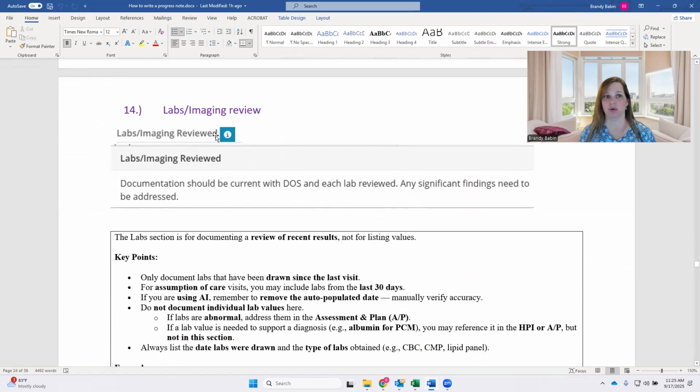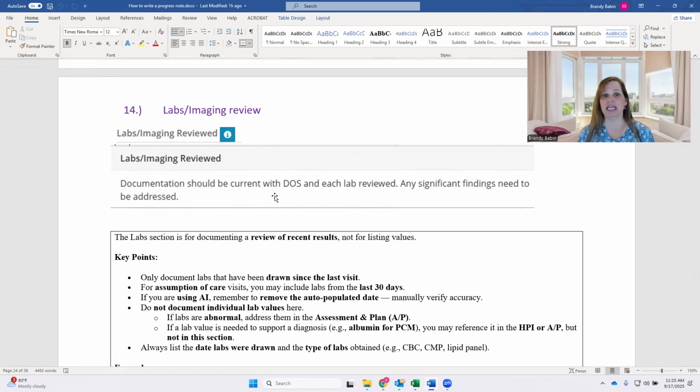Labs, you notice there's no red asterisk. You don't have to put anything there. If you hover over this blue eye, you'll see that labs are looking for date of service and lab reviewed. That's it. Any significant findings that need to be addressed, you're going to address under assessment and plan. So if you have a TSH of 10, don't write January 1st, 2025, TSH 10. I just want you to write TSH. So your assessment and plan would then be hypothyroidism, your assessment would be TSH of 10, and then your plan would be to initiate levothyroxine.